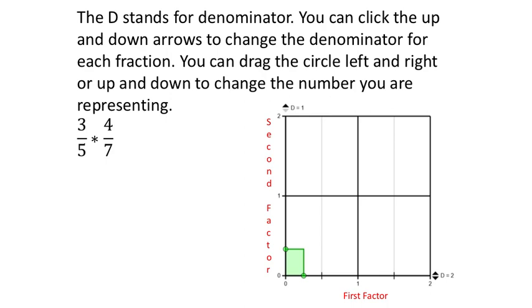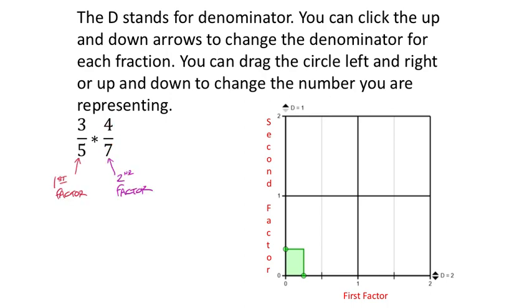So right here, the D stands for denominator. You can click the up and down arrows to change the denominator for each fraction. You can drag the circle left and right or up and down to change the number you are representing. So you got to be careful here. Here are 2 factors. This is my first factor, 3/5. 4/7 is my second factor.